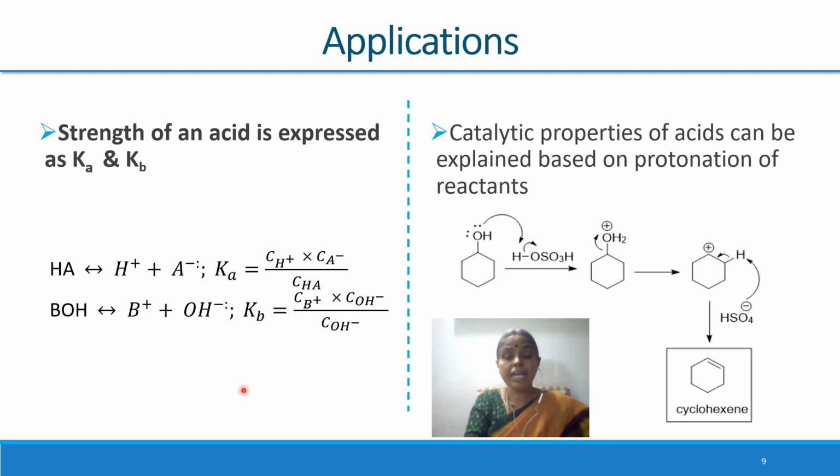So, you can express the strength of an acid as well as a base in terms of Ka and Kb, because you are able to measure the Ka and Kb values based on the concentrations of H plus and OH minus ions respectively. We now move on to the next theory, that is the Bronsted-Lowry theory, and before going to the Bronsted-Lowry theory, let us look into the limitations of the Arrhenius theory.